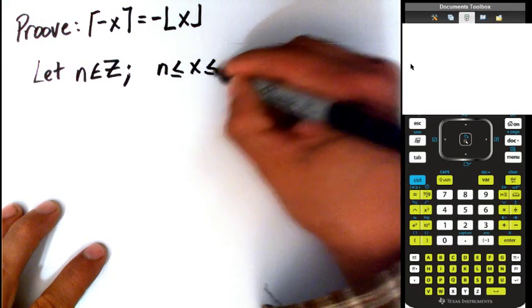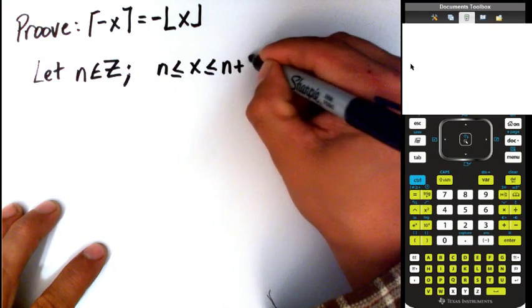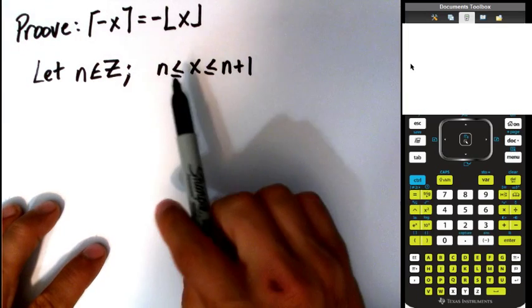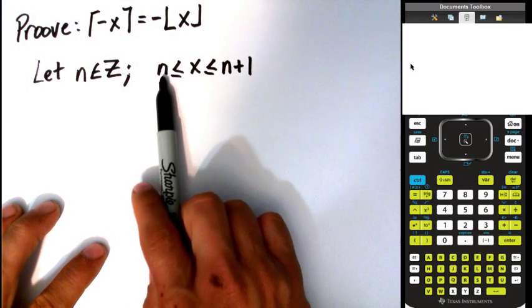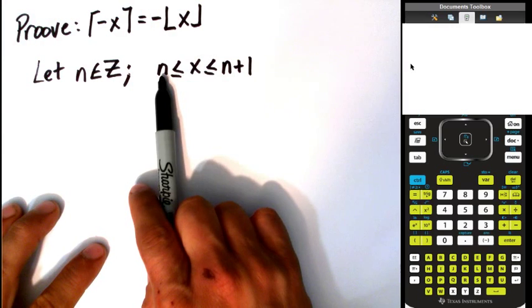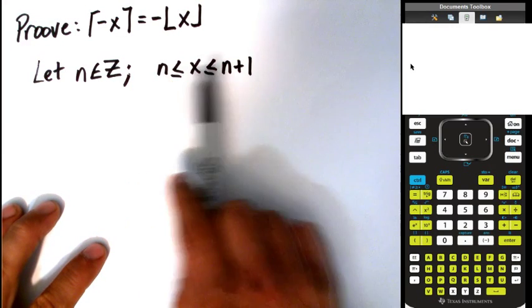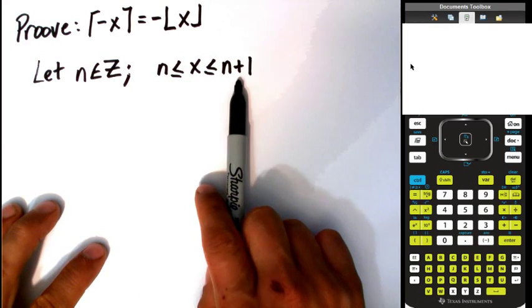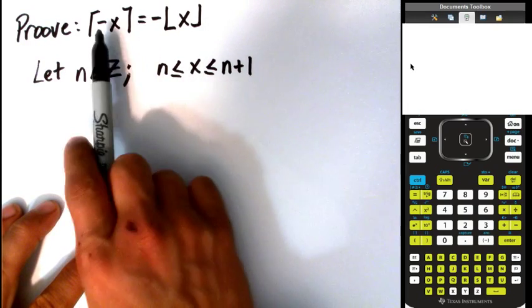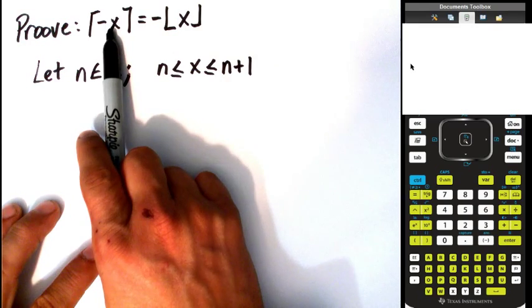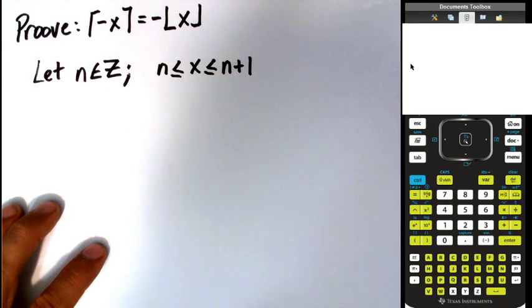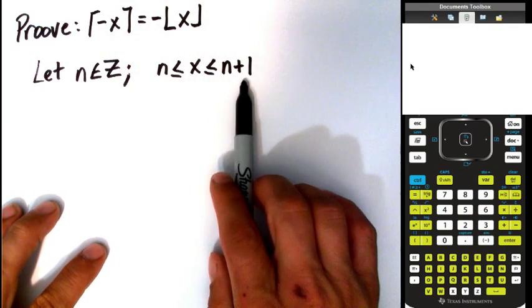Okay, so n is going to be an integer, and we know if we have a number x between two integers, that n is the floor of x and n plus 1 is the ceiling of x. So what we want to do is find the ceiling of negative x. Okay, so what we're going to do to this equation is multiply both sides by negative 1.